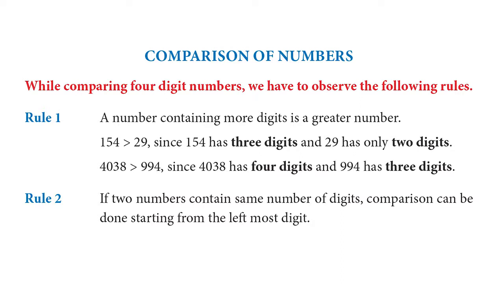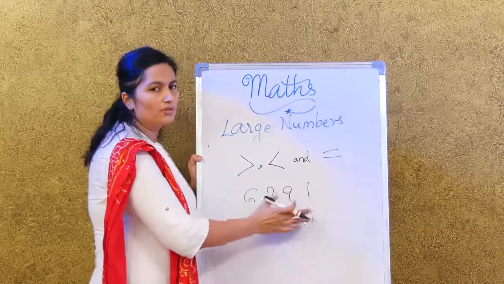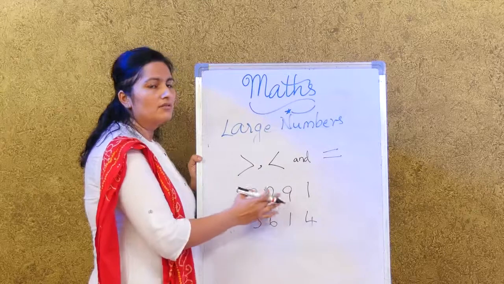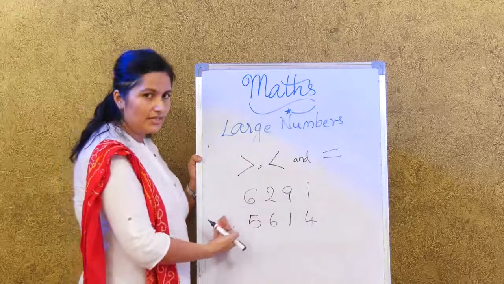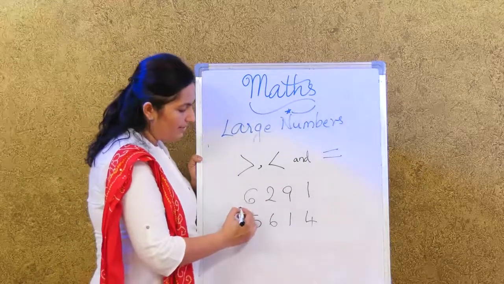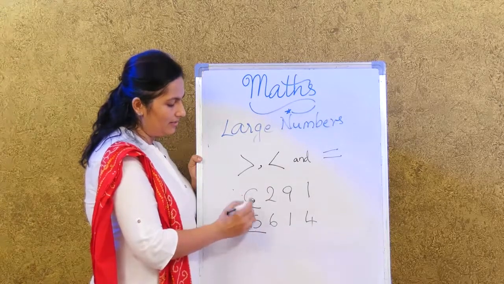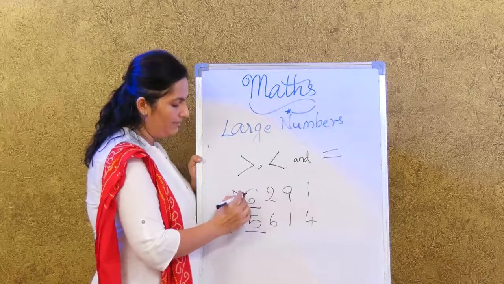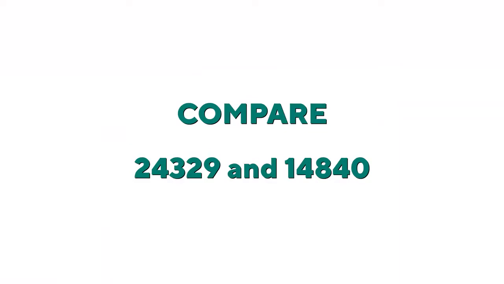For example, let us take 6291 and let us take 5614. That same digit numbers 1, 2, 3, 4, 1, 2, 3, 4. So, they are both 4-digit numbers. So, then to find out who is greater, let us start from the leftmost digit. Okay? So, we get the answer as we look at the first one itself. 6000 is greater, this is greater than 5614.